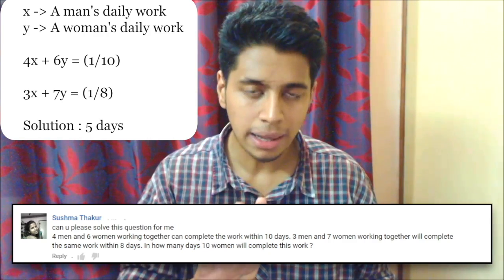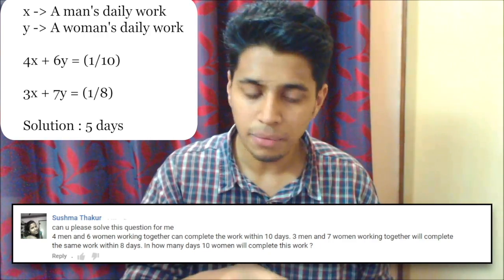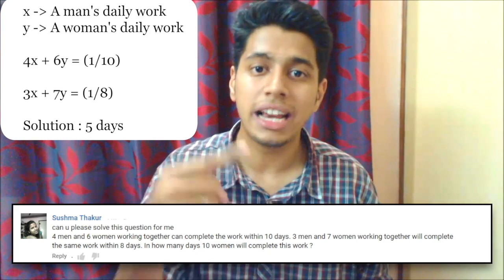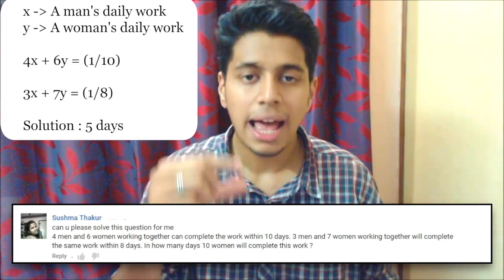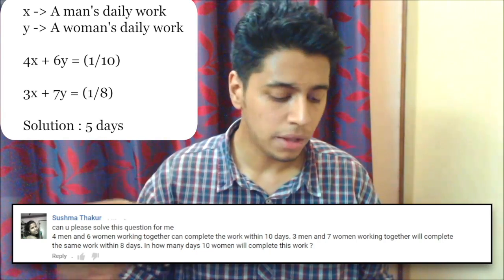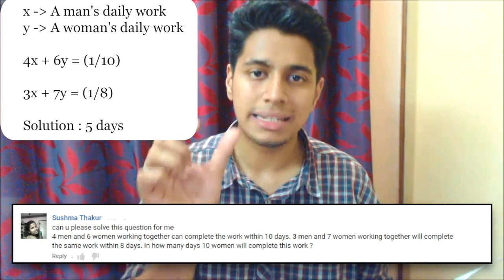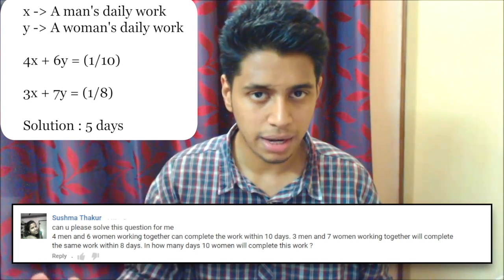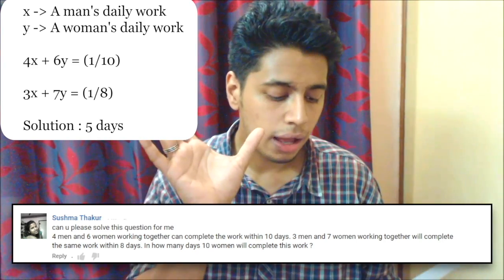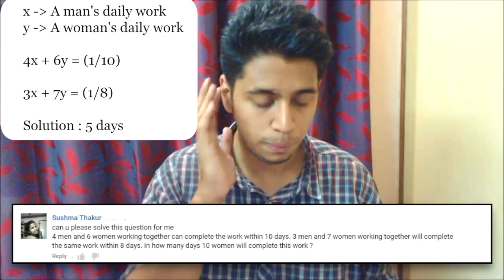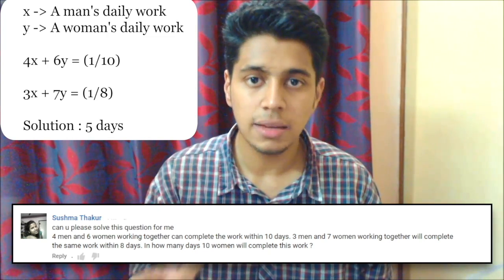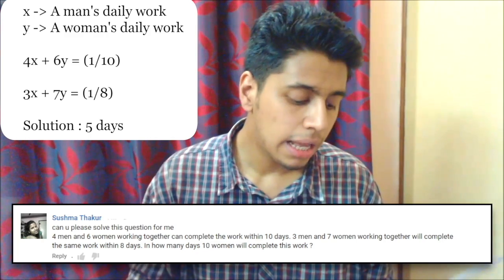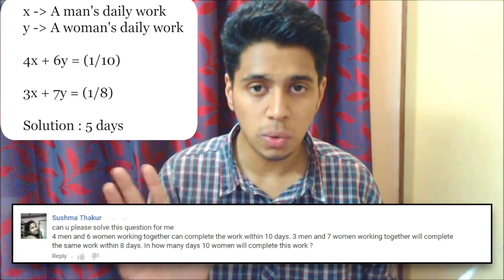Now you've got 4 men that are doing their individual work every day plus 6 women that are doing their individual work every day. So if you say X is the individual work for a man and Y is the individual work for a woman, your equation will be 4X plus 6Y is equal to 1 by 10, correct? So that is your daily work done for the first group. Similarly, for the second group, you will have 3X plus 7Y is equal to 1 by 8, correct? Now, these are your 2 equations.